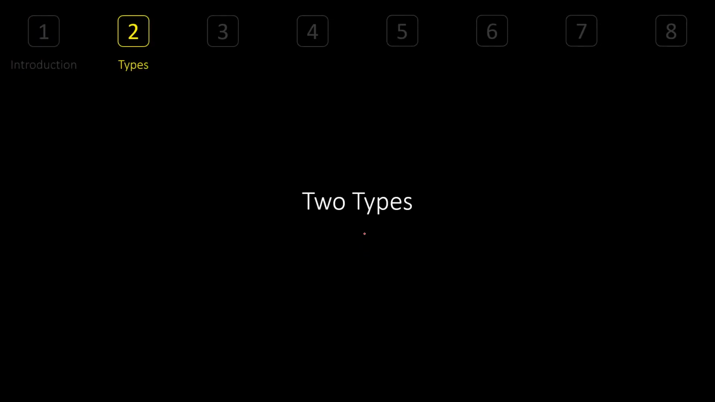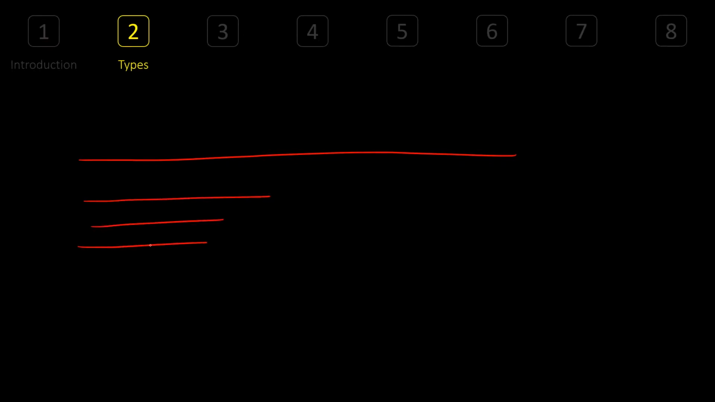So there are 2 types. But before these 2 types, let me show you what happens. So this is the question, and there are options here. Let's say 4 options here. So this could be a question or could be a statement. For example, what was the main reason for them to go to the house? That is a question.